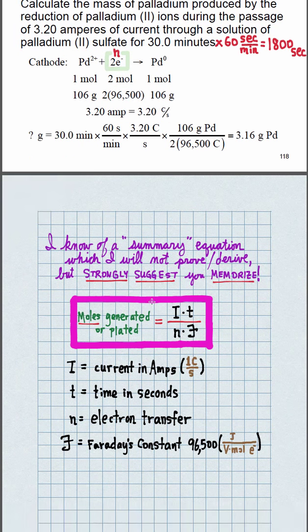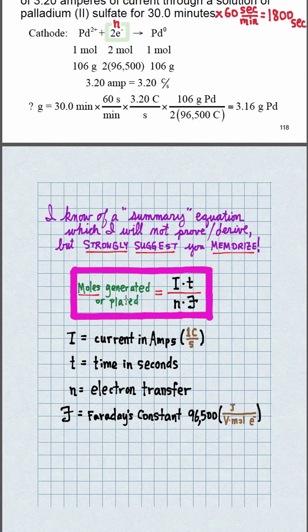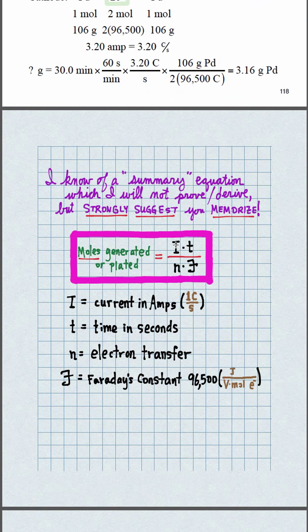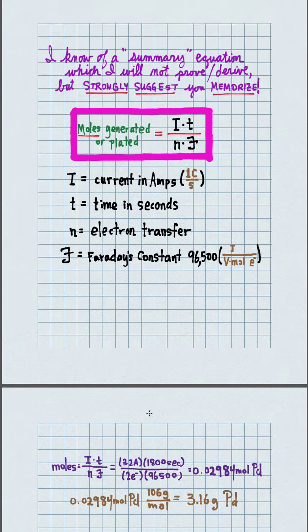Okay, let's look at this. Memorize this equation. Moles plated or moles generated during an electrolysis experiment is equal to the current in amps times the time in seconds, divided by the number of electrons transferred in the half reaction and also divided by this funky cursive capital F called Faraday's constant. It's what makes everything work out. It'll be given to you, but it's 96,500 joules per mole of electrons and volts in the bottom as well. Let's see a couple of examples.